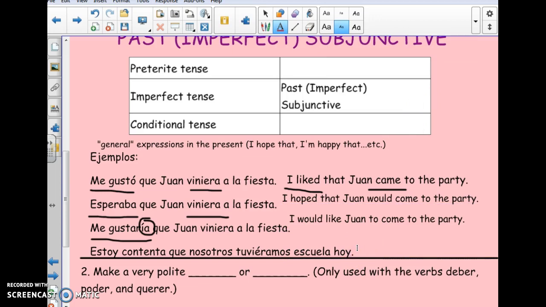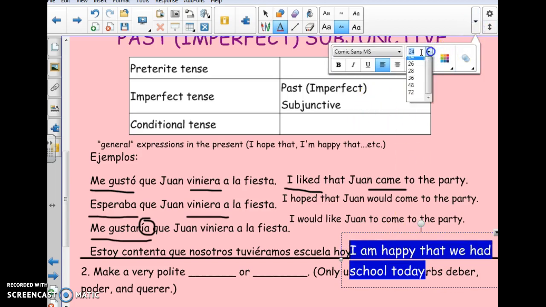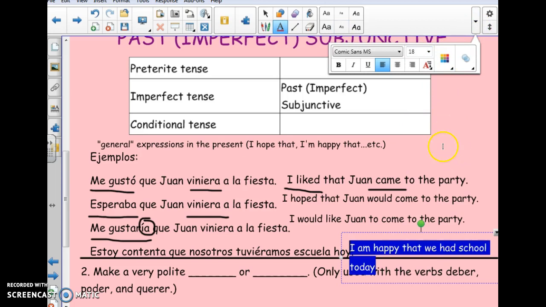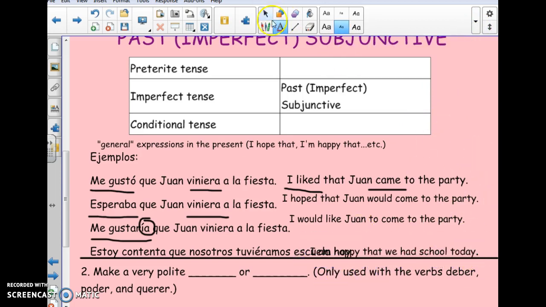And then the last one is just an example of one of those general sentences. "Estoy contenta que nosotros tuviéramos escuela hoy." So, I am happy that we had school today. And this is that sentence that Abby was asking me about in class the other day. Like, can't you just say, I am happy that we had school today? I kind of thought about it, and you can say that. So you just use the present tense at the beginning and the imperfect subjunctive at the end.